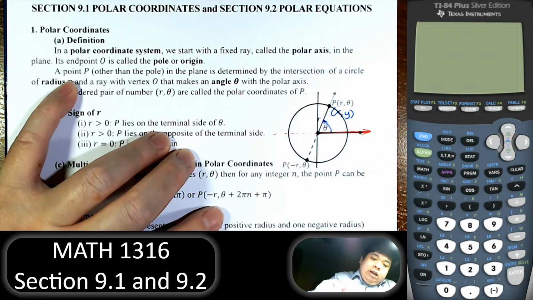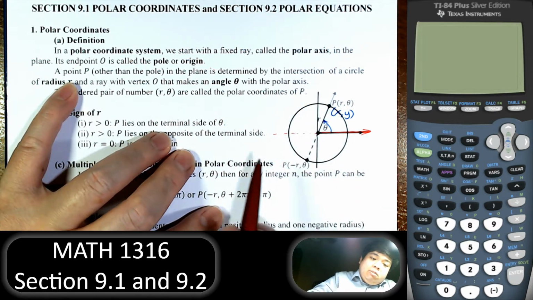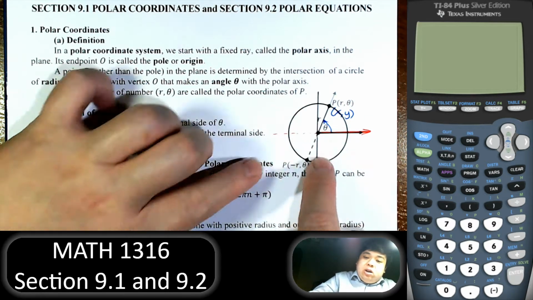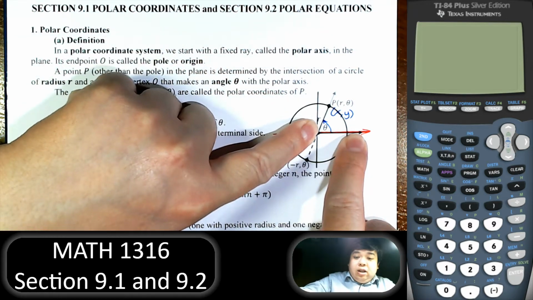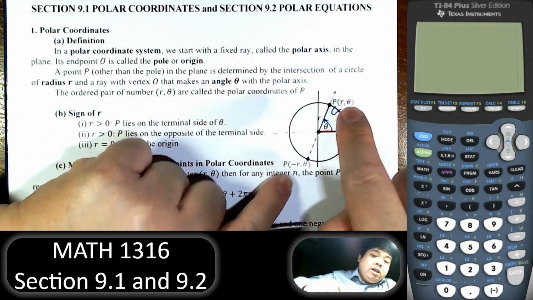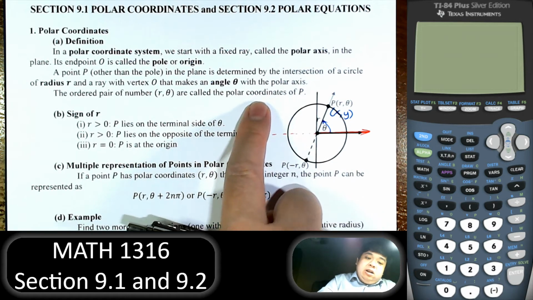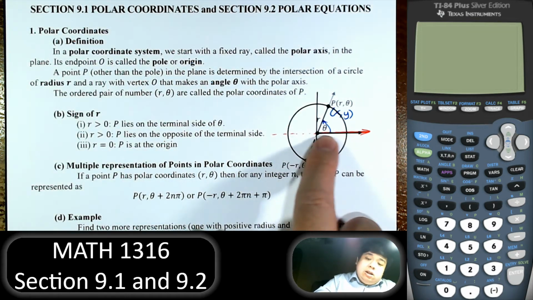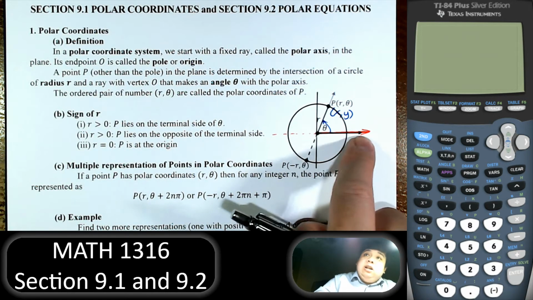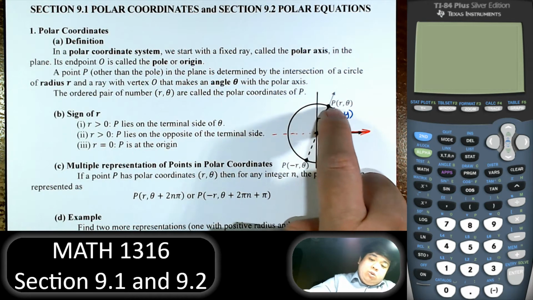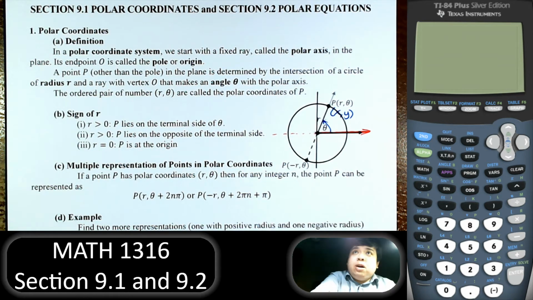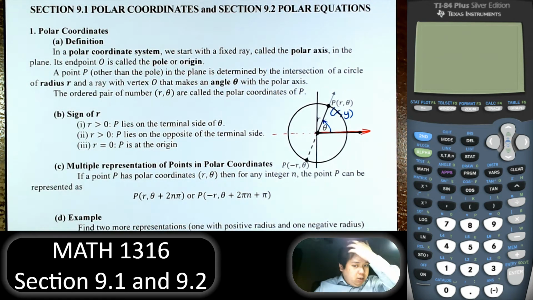Now, a point P is determined by the radius r on the polar axis, and then we rotate by an angle theta from the polar ray. In that case, we have the point. So the point is determined by two components, because it is two-dimensional space. If it is not x, y, we can use r and theta.